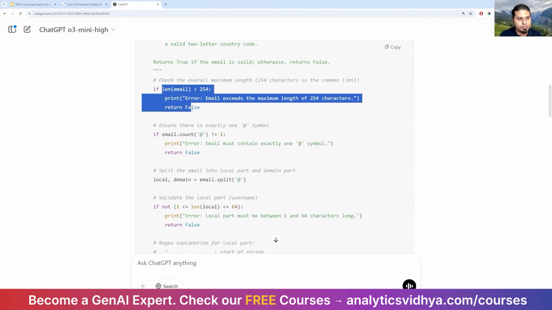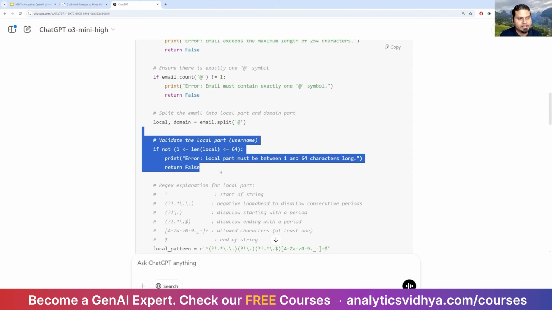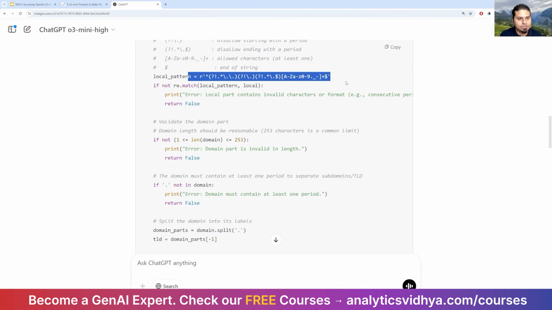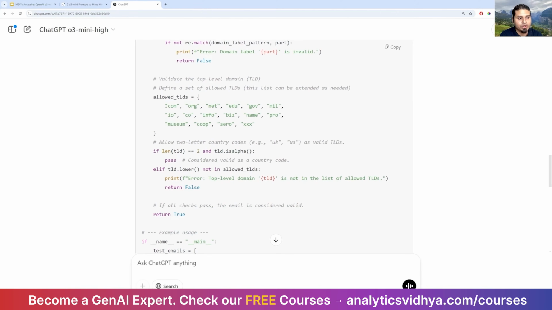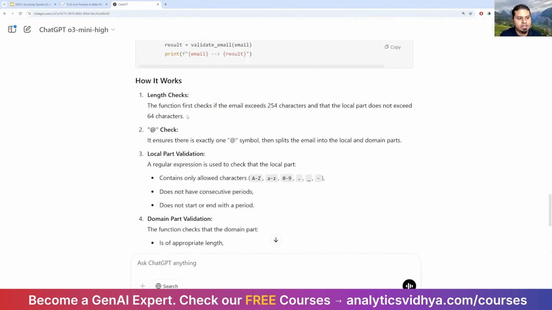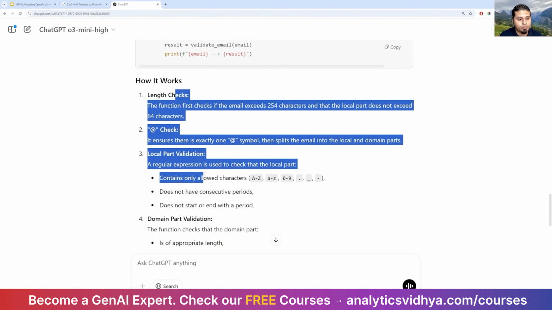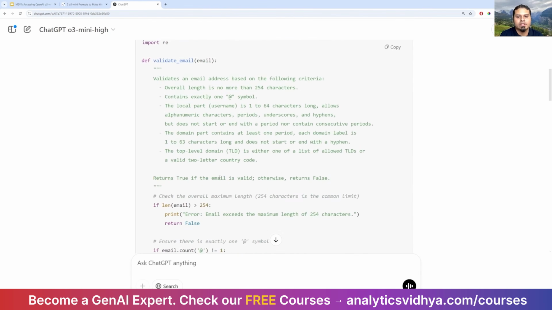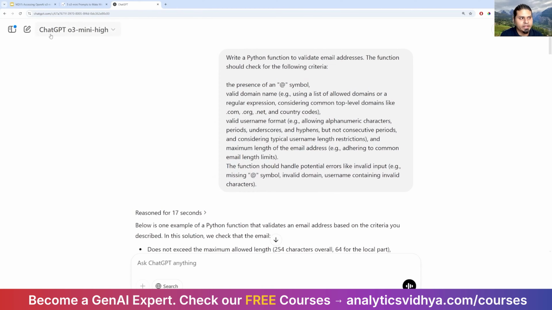And then this is the actual code where it does some basic validation checks and then uses regular expressions and what are the allowed top level domains like .com, .org, and so on. And then it also gives us some code using which we can test some sample emails. And then it also explains how it works step by step. So this is how you can use OpenAI o3-mini in ChatGPT.